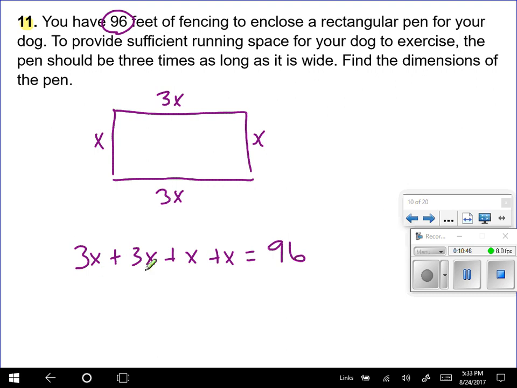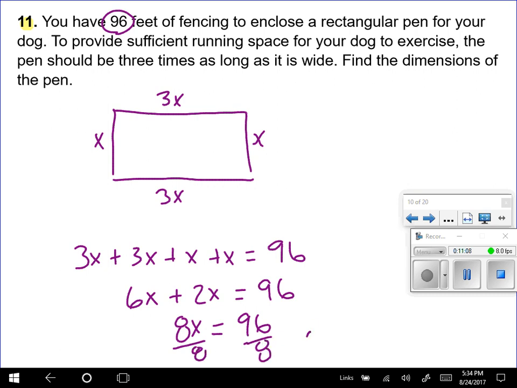So 3x plus 3x is 6x. x plus x is 2x. I want to simplify that whole side so I can continue to combine my like terms. I end up with 8x equals 96. So to get x alone, I'm going to divide by 8 on both sides. x would equal 12 feet.